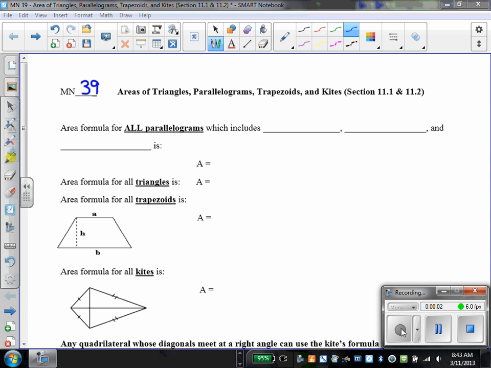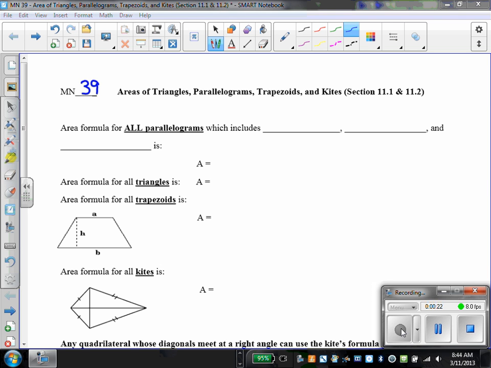Welcome, ladies and gentlemen, to your MN39 notes, where we're going to talk about the areas of triangles, parallelograms, trapezoids, and kites. This is section 11.1 and 11.2 in your textbook. I'm going to try to keep it pretty straightforward, where we're just going to give a basic area formula.